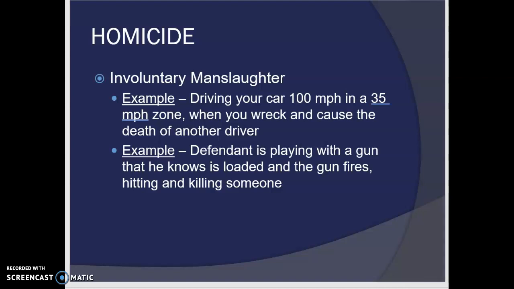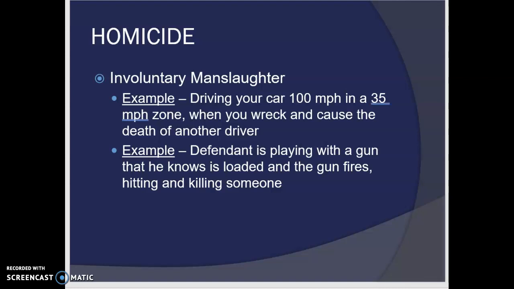Let's say you're sitting there and you're playing with a gun that you know is loaded, but you're just sort of playing around with it, and all of a sudden the gun goes off, and there are other people in the room. That could be involuntary manslaughter because you are acting in a manner that you're putting others at risk of death because of your own gross negligence. Playing with a loaded gun is grossly negligent. Gross negligence is beyond regular negligence.